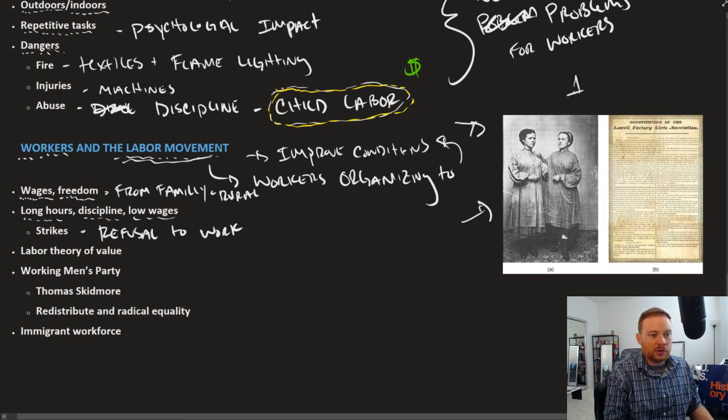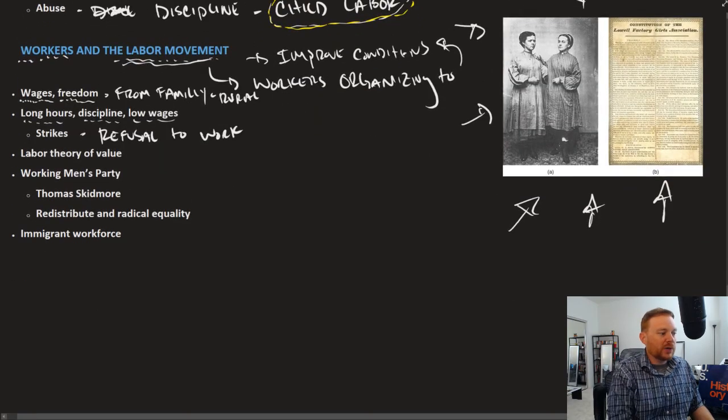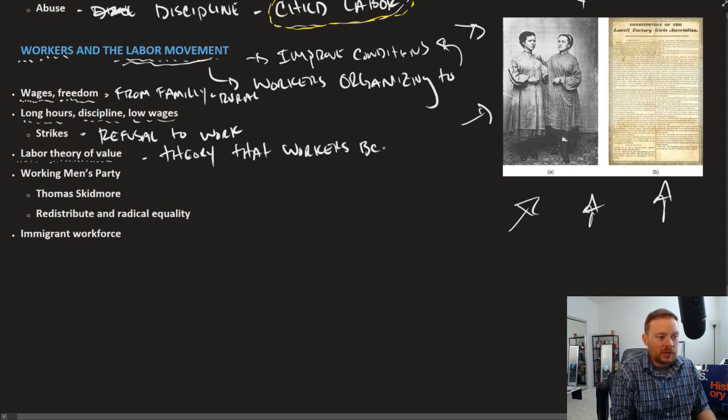So you see some young women here. They worked in the early industrial factories. Now, one of the ideas that was embraced by the proponents of the labor movement, and this sort of gets at some of the distribution of wealth in an industrial society, was the labor theory of value. And that essentially is the theory that workers be paid for the value they create, right? Workers be paid for the value they create.